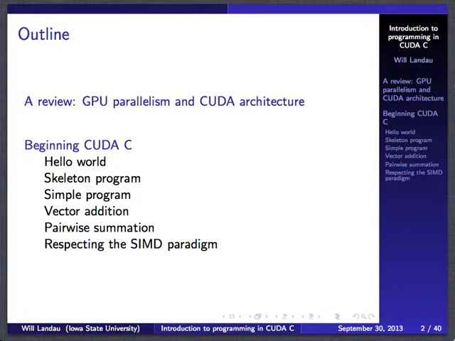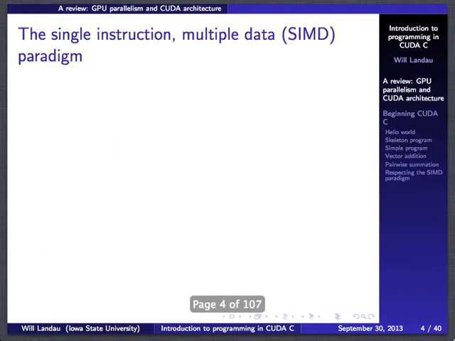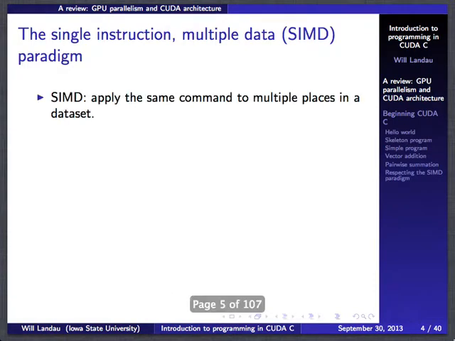And then I'm going to go through a few CUDA C examples, and I'm going to intersperse general comments about how to write code along the way. So let's review. There's this thing called the single instruction multiple data paradigm. CUDA C programming is for this paradigm. It's for situations where you apply the same command to multiple places in a data set.